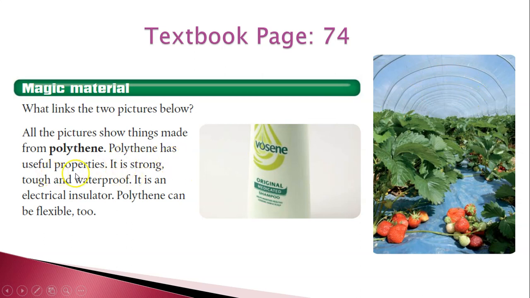Polythene has many useful properties. It is strong, tough, and it is waterproof. It is an electrical insulator. Hope you remember about electrical insulators. The substances which do not conduct electricity are called electrical insulators. The polythene is also flexible.